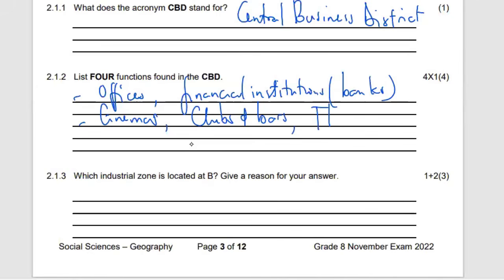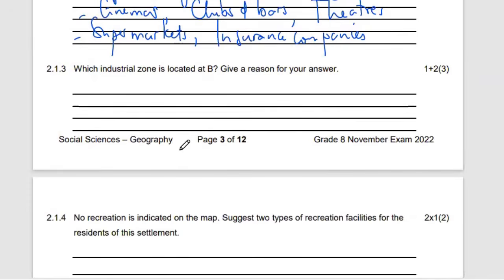We can find theaters. We can also find supermarkets. And also we can find insurance companies. Right. All commercial functions, all business functions, are located in the CBD. You can find a variety of commercial functions in the CBD. So any of those can be found in the CBD. Then the next question is saying, which industrial zone is located at B? Give a reason for your answer.